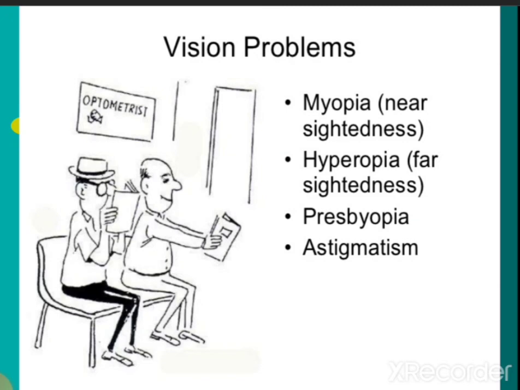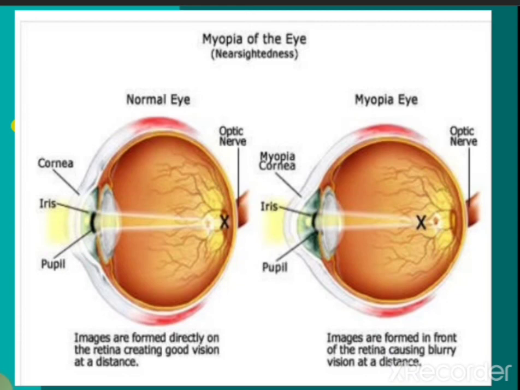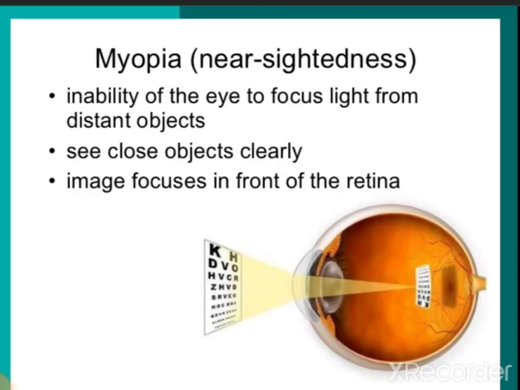Then visual problems include myopia, hyperopia, presbyopia, and astigmatism. You just go through it. These are very common and very simple. For example, myopia, also known as nearsightedness, means inability to focus the light from distant objects. That is, the patient can see close objects clearly, but cannot see objects which are distantly placed because the image is forming in front of the retina. So this is myopia.